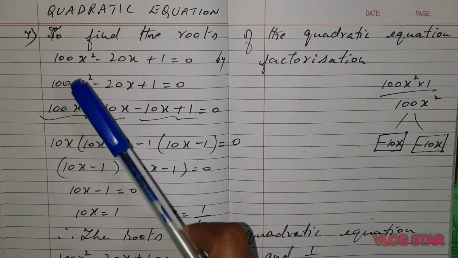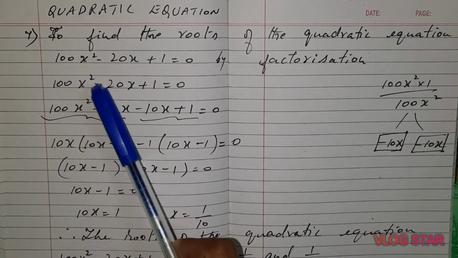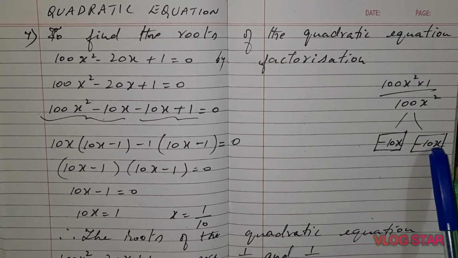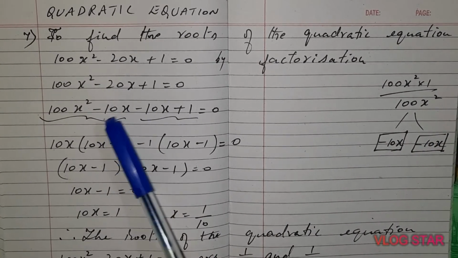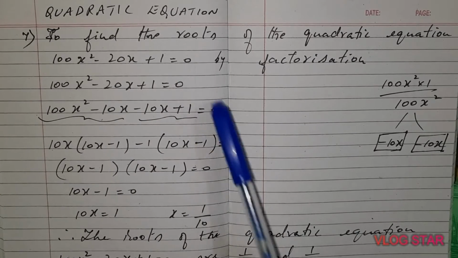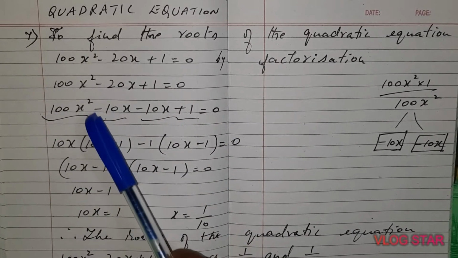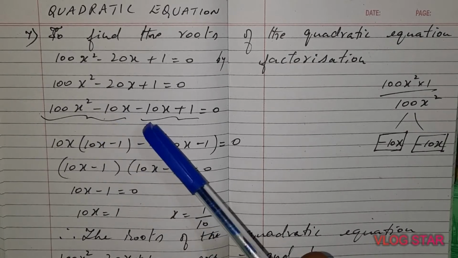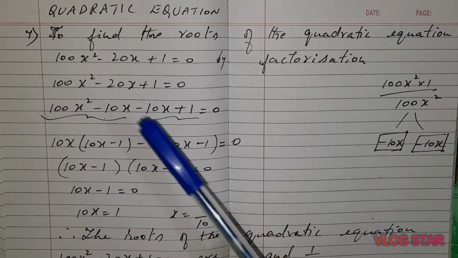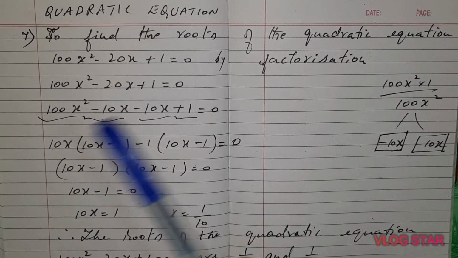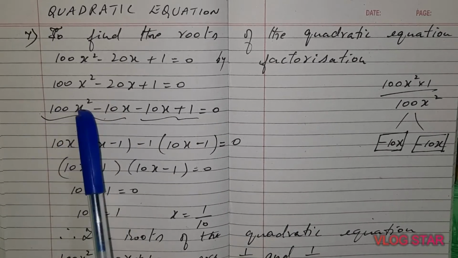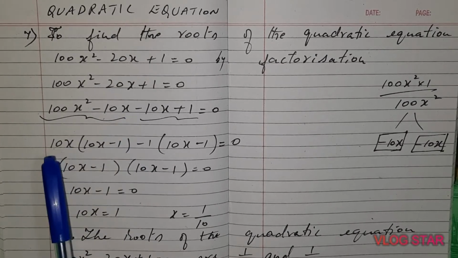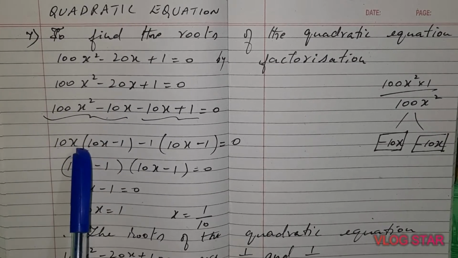So let us take the equation 100x². Instead of −20x, we have to take −10x −10x. −10x + 1 = 0. And then we have to group two terms in each group. So first we take these two and then these two. In this group, 100x² and −10x, what is the common factor we have here? In these two we have 10x as the common factor.